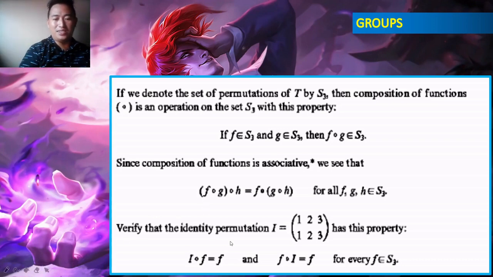So, verify the identity permutation I. The identity is this: 1, 2, 3, and 1, 2, 3 again. So, it is the same. 1 goes to 1, 2 goes to 2, 3 goes to 3. So, it has this property: I composed F is equal to F, and F composed I is equal to F. So this is the identity, I, for every F element in S3.